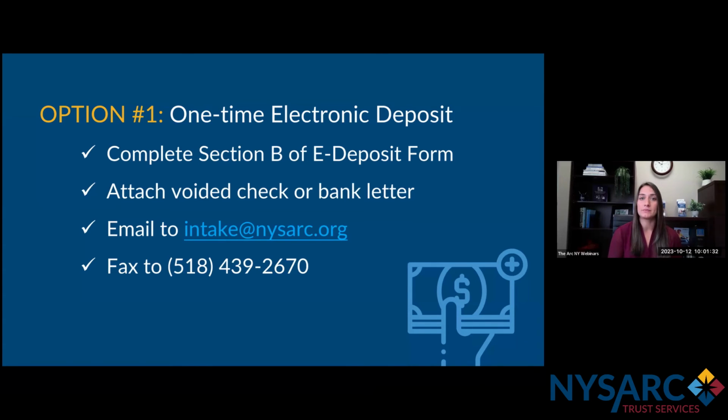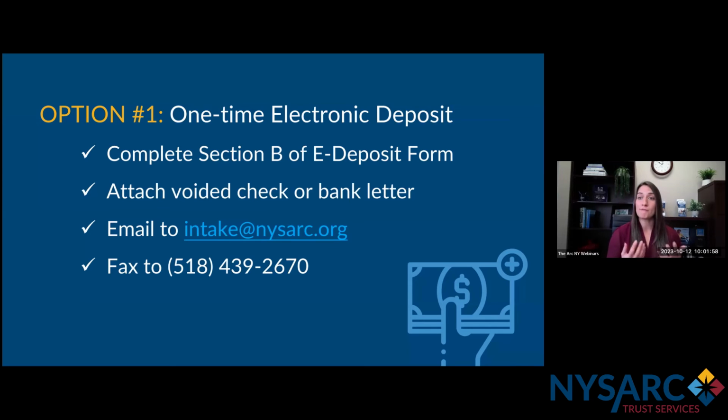So the first and simplest way to fund the trust is with a one-time electronic deposit from your bank account. You can download a copy of the electronic deposit form from our website and complete section B, which is to make a one-time electronic deposit. If you already know what your monthly spend down is going to be and you're ready to start setting it up for monthly recurring deposits, you can fill out section A and set up your monthly deposits to start.